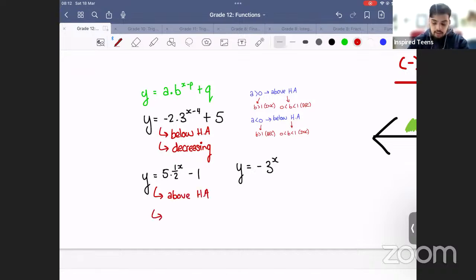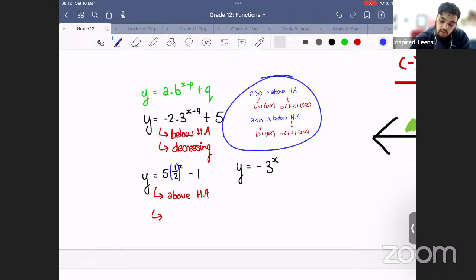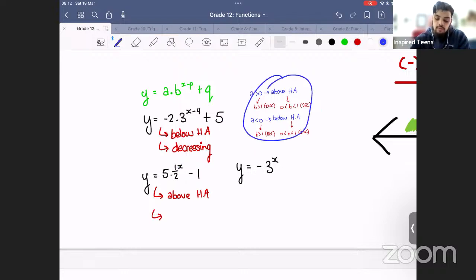Since it's above the horizontal asymptote, what about increasing or decreasing? Is this an increasing function or a decreasing function? Remember to look at b and refer to our diagram.